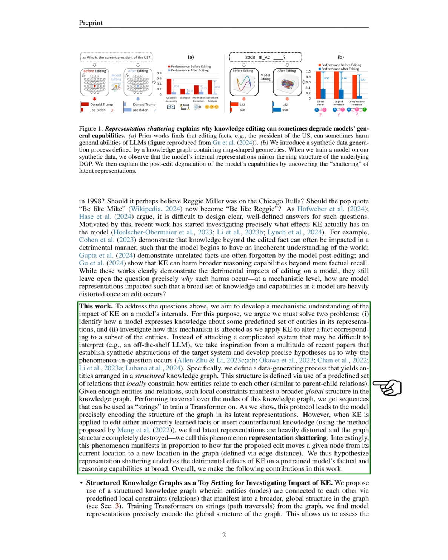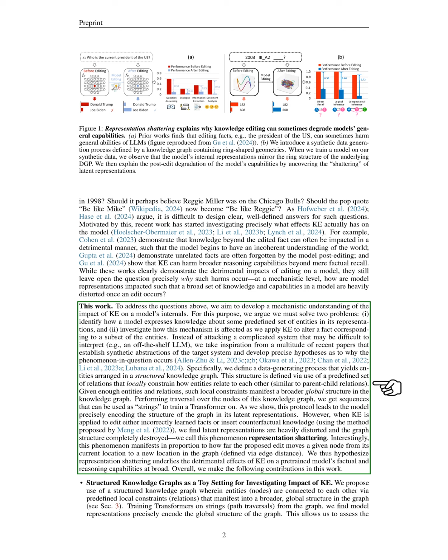However, when we apply K to modify facts or introduce counterfactuals, we observe a significant distortion in the model's representations, which we term representation shattering. This distortion correlates with how drastically an edit alters the graph's structure. We hypothesize that representation shattering explains the negative effects of K on a model's factual and reasoning abilities.